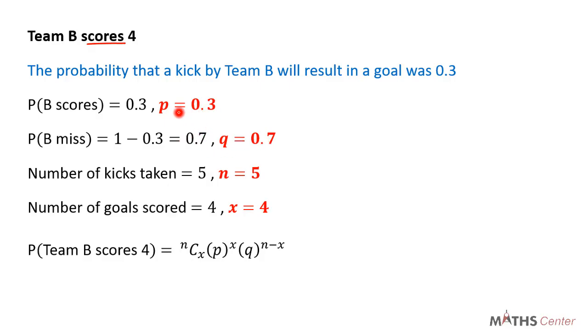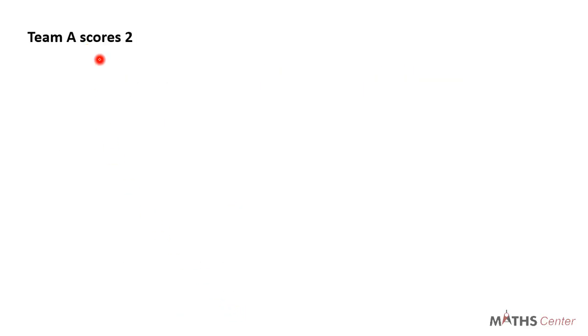We have the values of P, Q, N, and X. We will substitute them here for the probability. When we do that, we have 5 combination 4, 0.3 exponent 4, 0.7 exponent 1. And this gives us 0.02835. So the probability that team B scores 4 is 0.02835. Let's find the probability that team A scores 2.